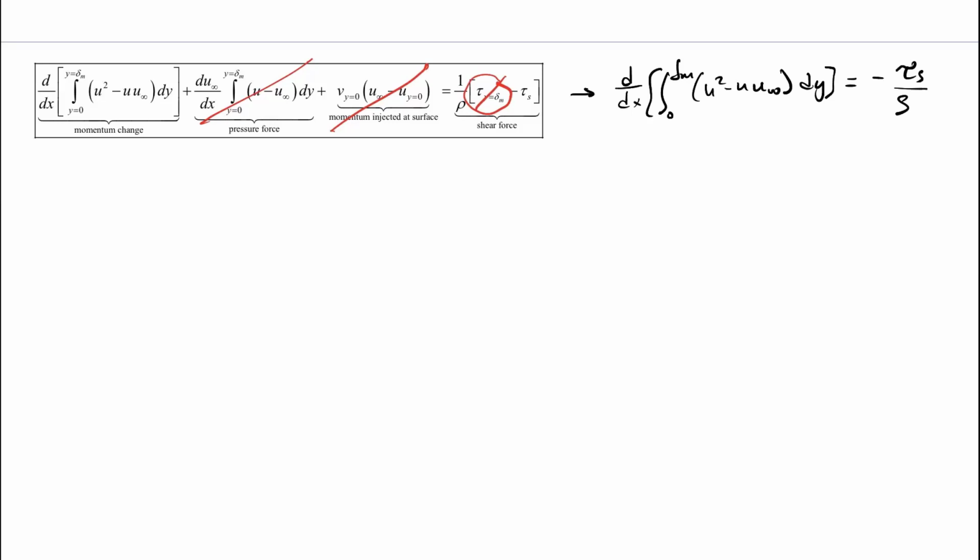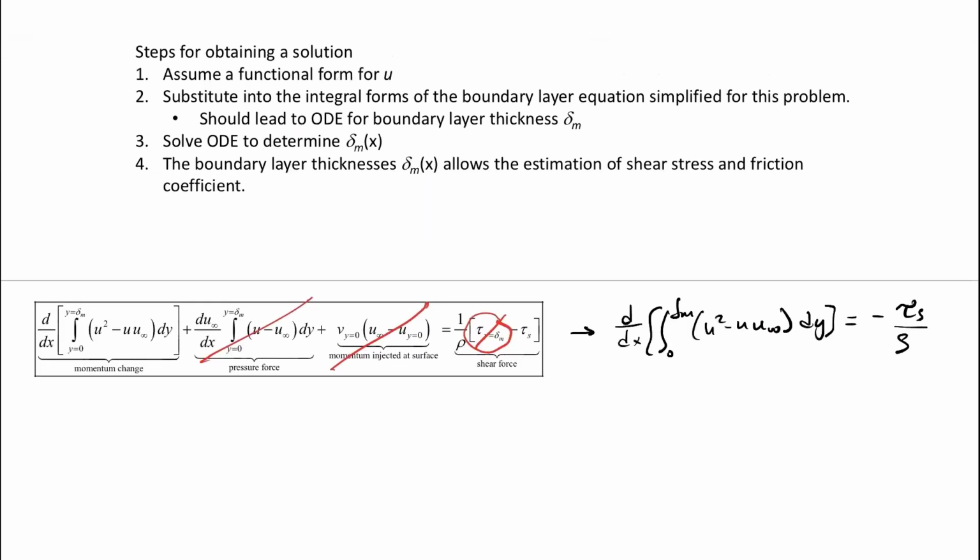Okay, so then our step 1: let's assume a functional form for u. So what's a good function that we could use? You could say u over u infinity is going to be equal to some function of y over delta m. So what's that function going to be? Well, we know that we want the function to satisfy certain requirements that we have about the problem. What if we chose a linear profile? What if we said our function is a times y over delta m plus b? It's a linear function. We could do that for sure.